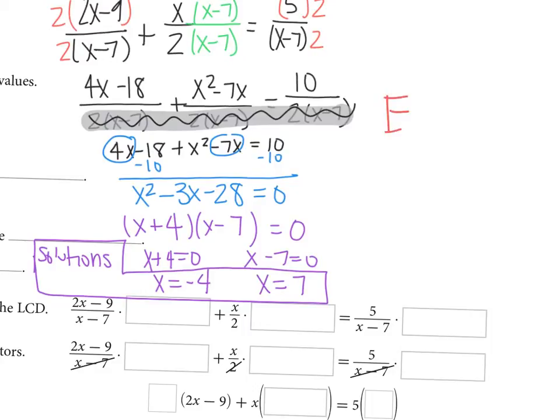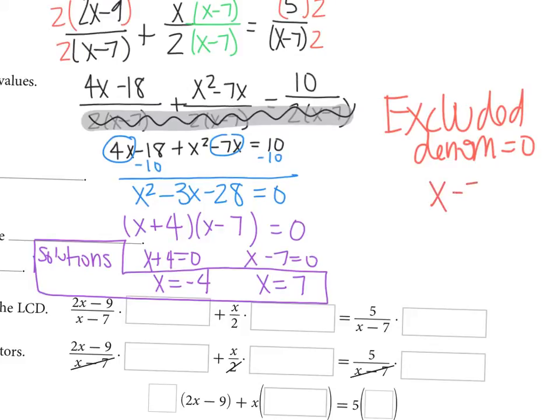excluded values are. So remember, my excluded values happen whenever my denominator is equal to 0. Well, if I look at my denominator, I had 2 as part of my denominator. Well, that can never equal 0. And I had x minus 7. So if I set x minus 7 equal to 0, that means that x cannot equal 7.